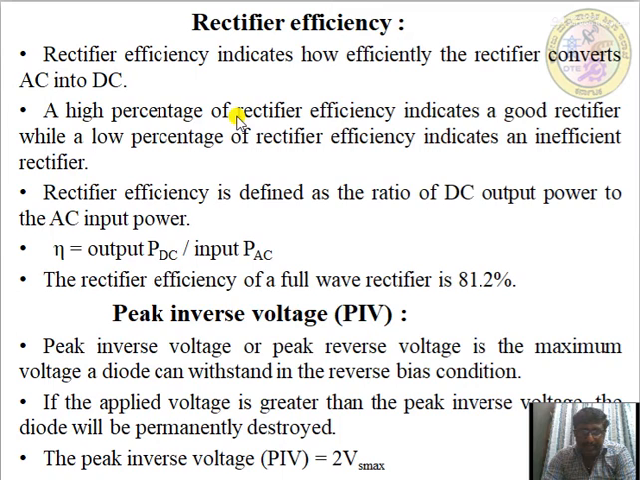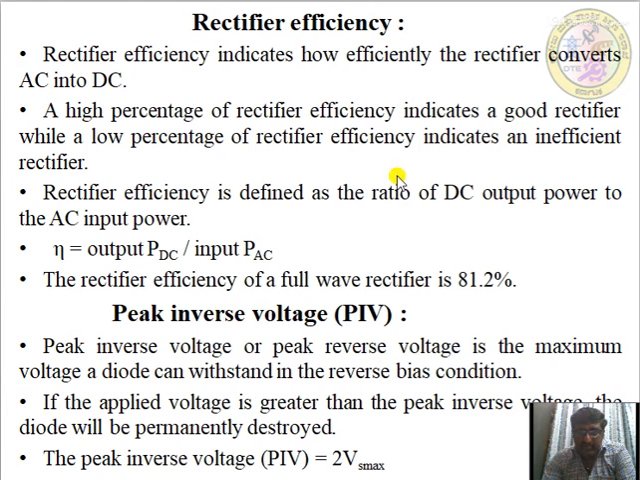Next, the rectifier efficiency. Rectifier efficiency indicates how efficiently the rectifier converts AC into DC. A high percentage of rectifier efficiency indicates a good rectifier. If the efficiency is high, then obviously the diode we have is a good rectifier, while a low percentage of rectifier efficiency indicates an inefficient rectifier. So this is just an efficiency check, whether it is a good rectifier or a bad, that is, inefficient rectifier.